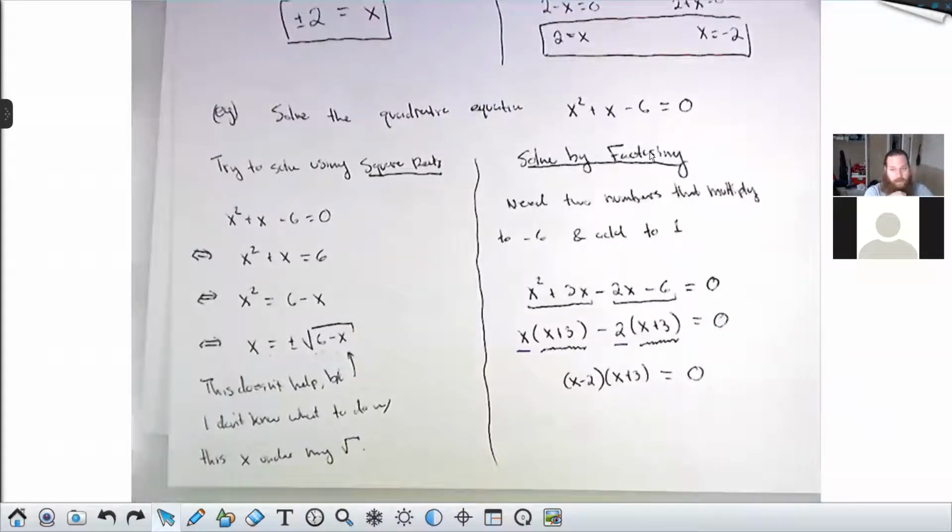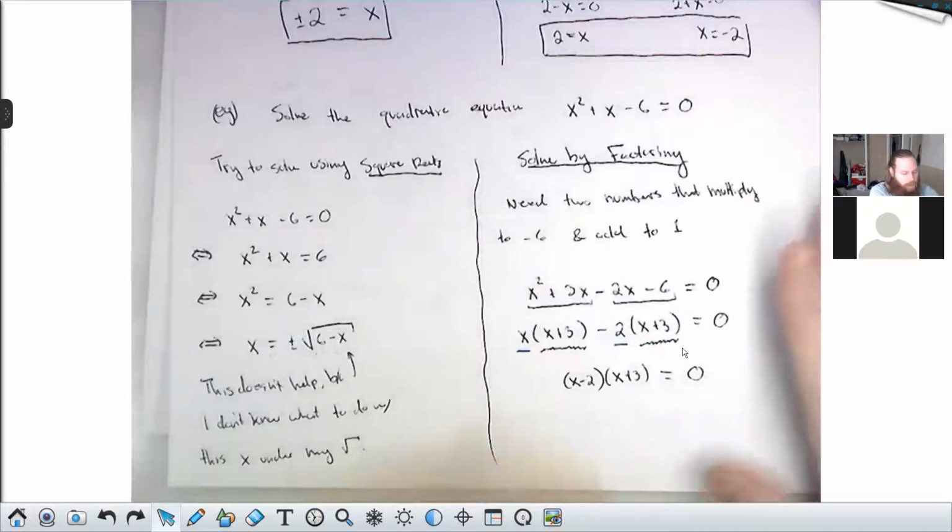This is called the AC method. And generally, if the coefficient of x squared is 1, if the number in front of x squared here is 1, you can skip some of these in between steps and just jump down to this. But if the coefficient of x squared is not 1, if it's something else, then you'll want to go through these steps carefully.